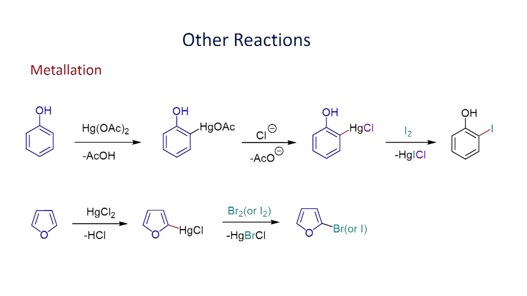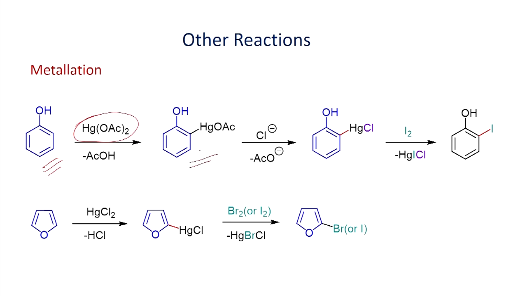Some other reactions are shown here. So this example involves, in addition to whatever we have seen, the nitration, sulfonation, and halogenation reactions, you can also do the metallation here. When you have the phenol, phenol can be readily reacted with mercury acetate. You can get this organomercury acetate.